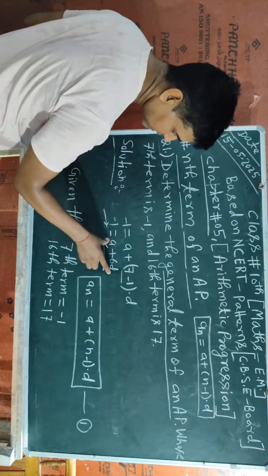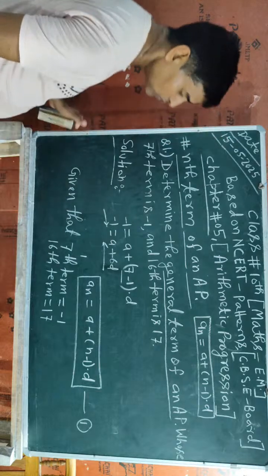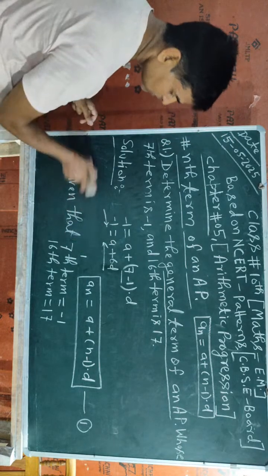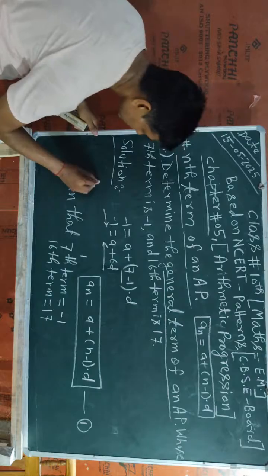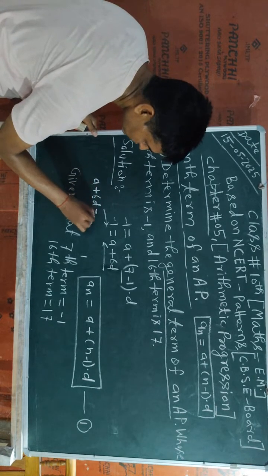I will take A plus 6D on the left hand side and minus 1 I will put on the right hand side. There will be no change in sign. Okay, student, so this information you have to know clearly. A plus 6D is equal to minus 1.